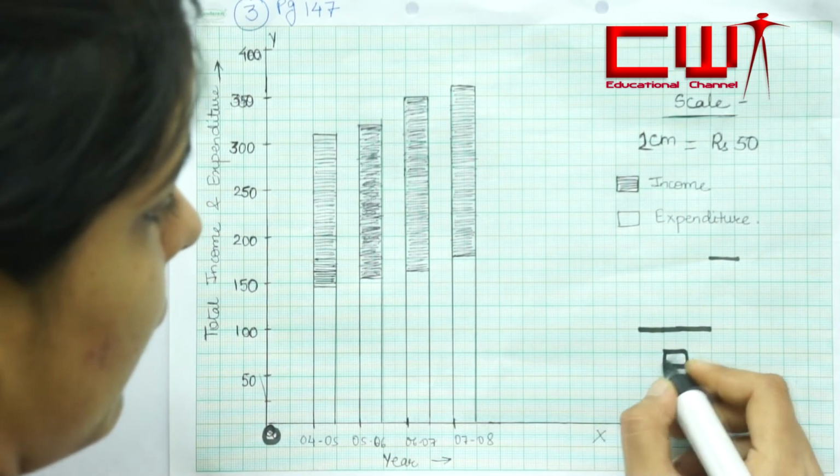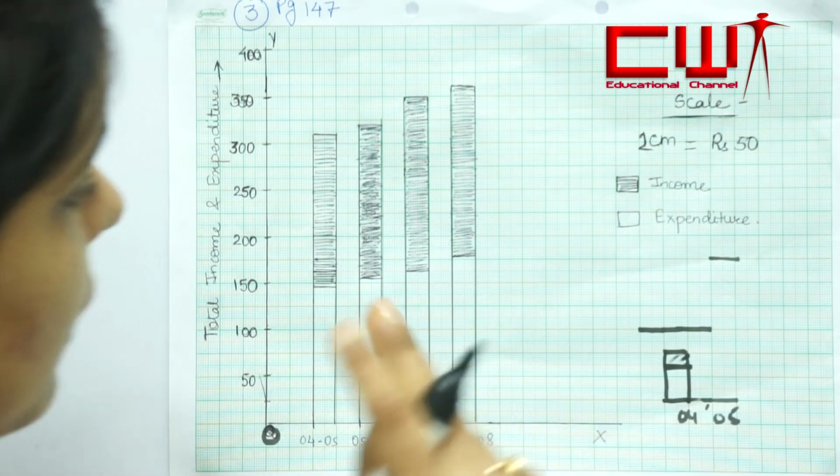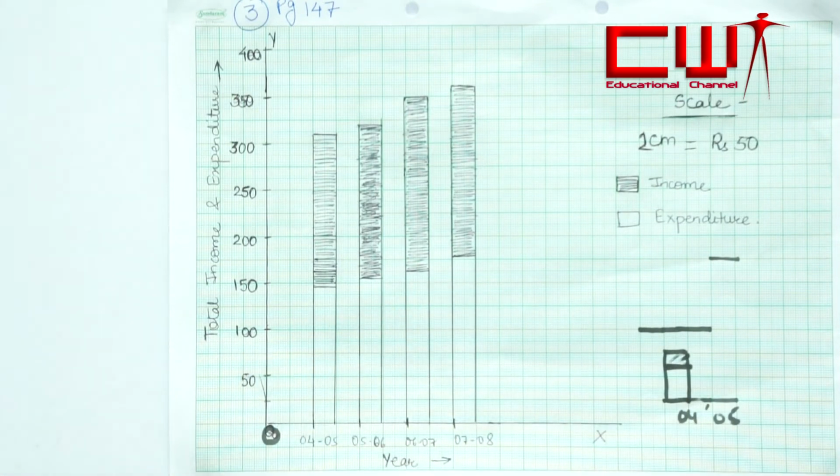So one portion of that graph will represent one item and the other will represent the other item. Suppose in this graph you have years 2004 and 2005, and you have a bar diagram. In that bar diagram, the total will be income and expenditure. So for year 2004-05, income is 155 and expenditure is 148.